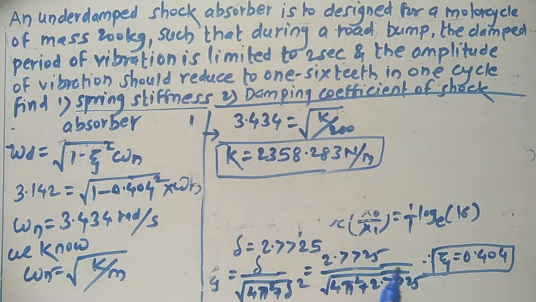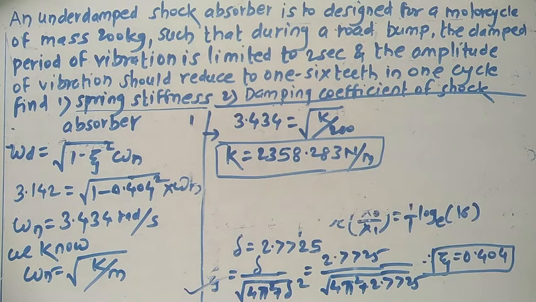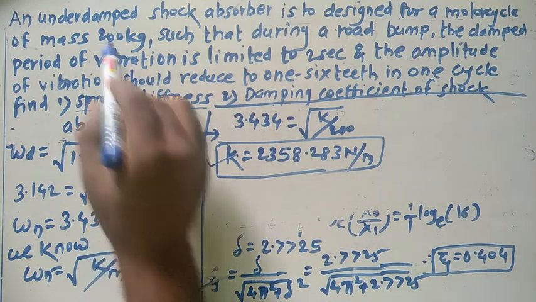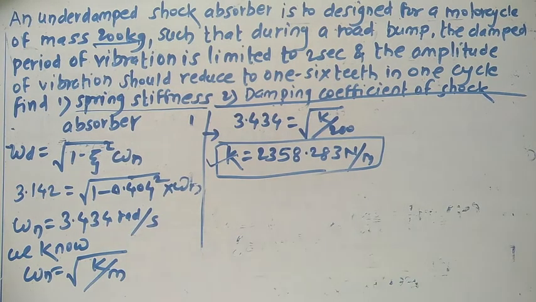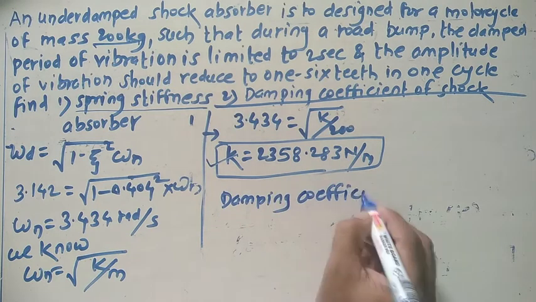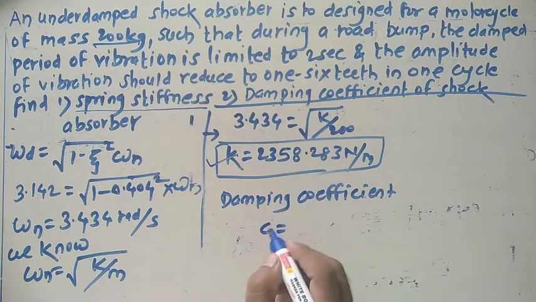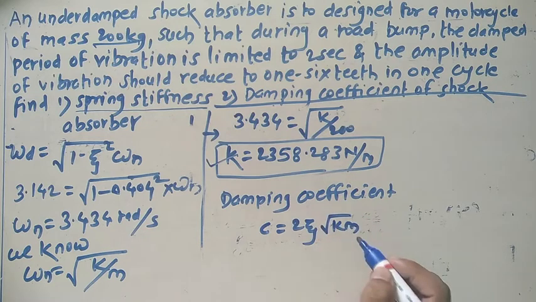Next, our target is to get the value for the damping coefficient of the shock absorber. For that, the value for zeta is with us. Now see the relation between zeta and the damping coefficient. The value of k is with us, and the mass is also with us. We know the damping coefficient C is nothing but 2 into zeta into square root of km. This is the relation with us.